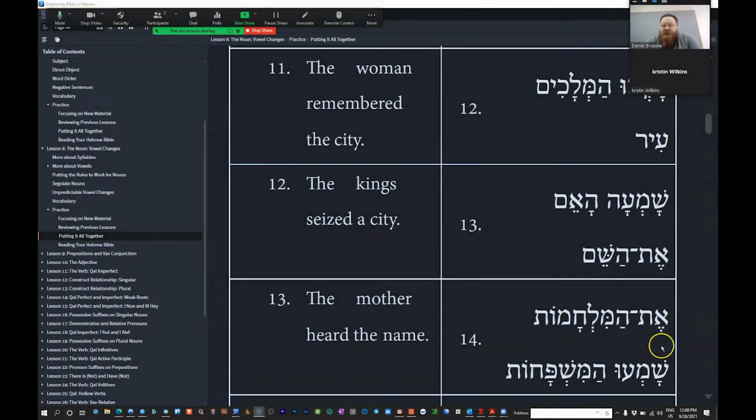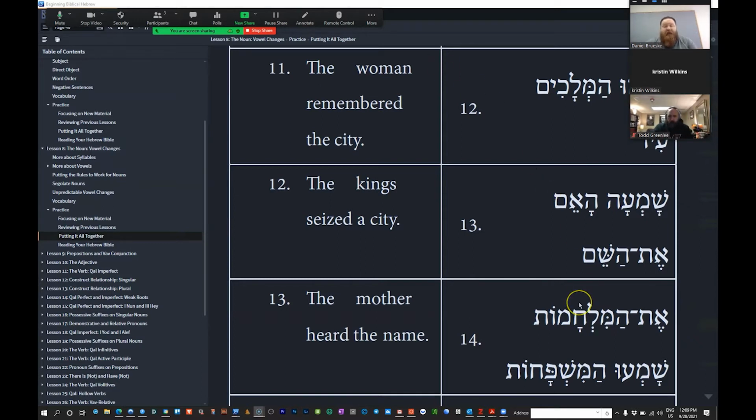Okay. All right. So number 14, that is this et ha milchamot shama, or sorry, shamu ha mishpachot, right? Okay. So we'll just walk through it one step at a time. I talked a little bit last time about a process to go through when you're translating. It's not intuitive. Part of the problem is in Futato, you don't really get a process. You just kind of have to figure it out intuitively.